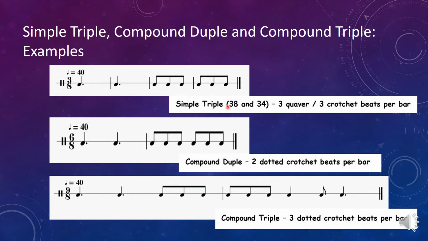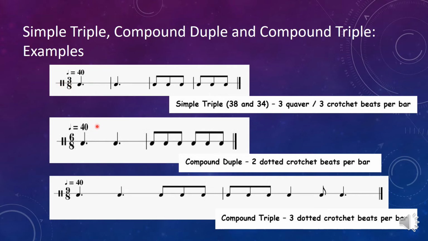So in simple triple, sorry that it looks like 38 and 34 here, but simple triple is referring to 3/8 and 3/4. In respect to 3/8 time signature, you would have 3 quaver beats per bar. In respect to 3/4 time signature, you would have 3 crotchet beats per bar, and that will be sampled on the next slide. But you can see each bar has one dotted crotchet, and once that dotted crotchet is represented as quavers, it expands into 3 quavers per dotted crotchet beat. Right? That's an example of what music would look like in 3/8.